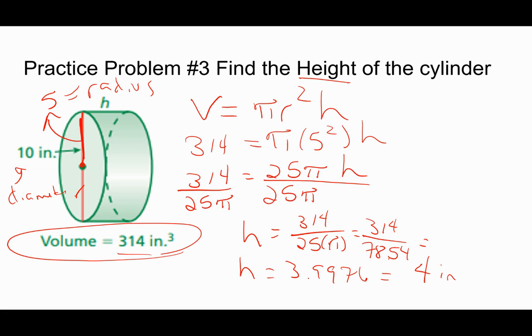Now this is a linear unit, so there's no squaring here, because the cubic side, the 314, has our units in it already. So this is just the height, and it's 4. It's a height of 4.